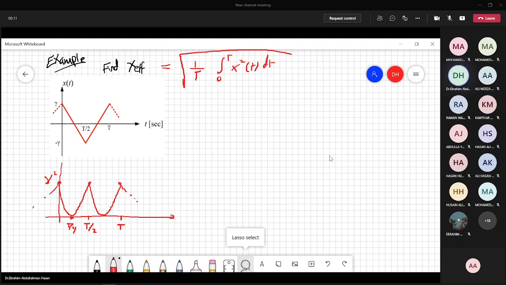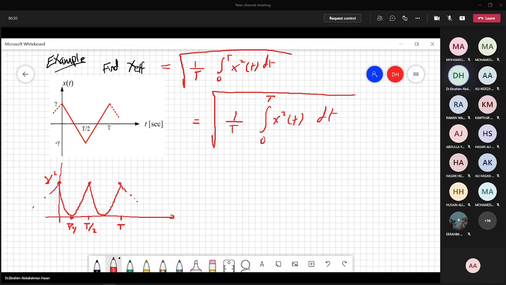Then I need to find the integration and divide by T. Notice the following. So for x square here, it is 1 over T, the full period, although I can take only one part, so 1 over T integration from 0 to T of x square t, under root.